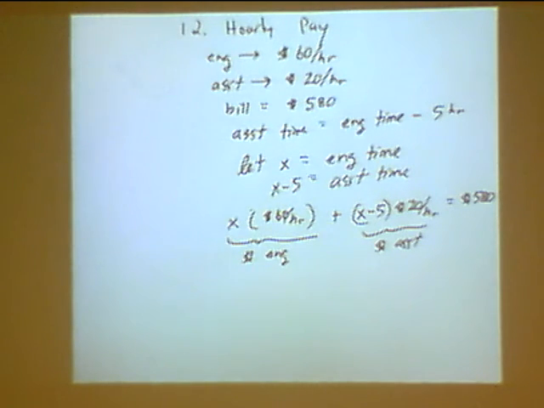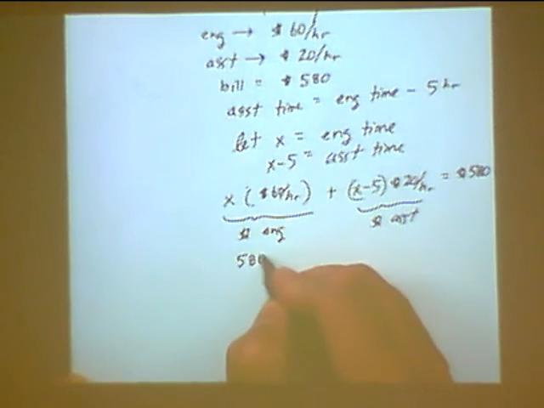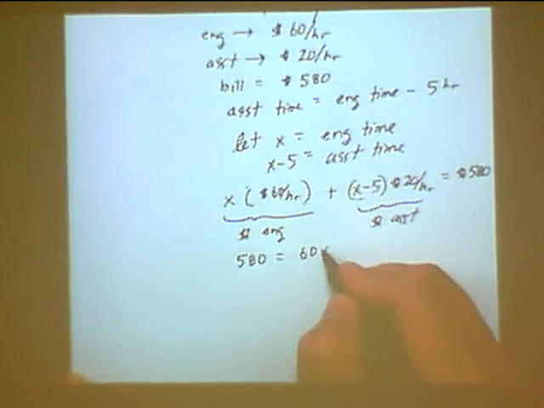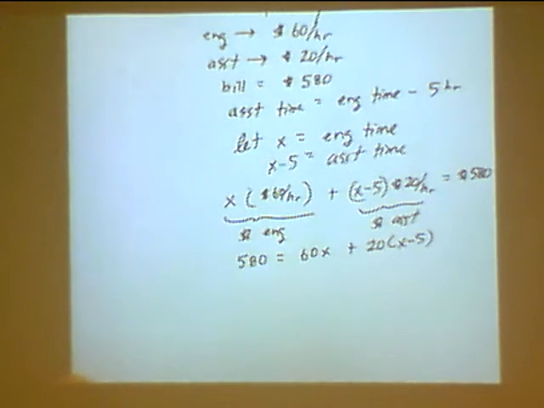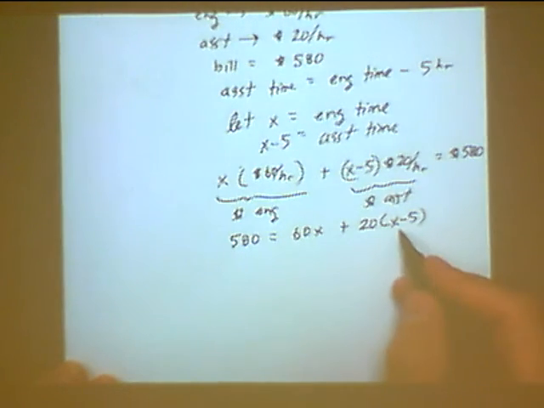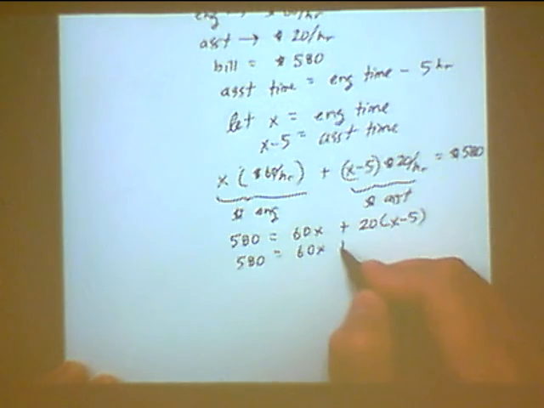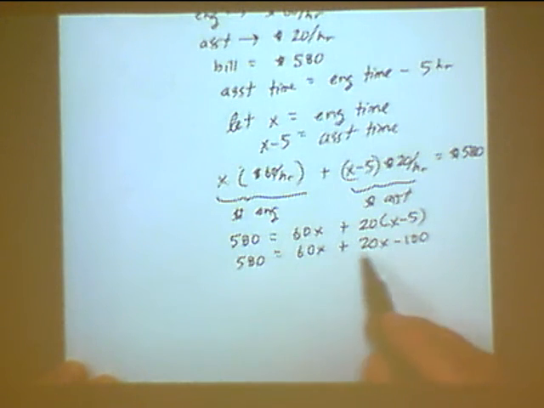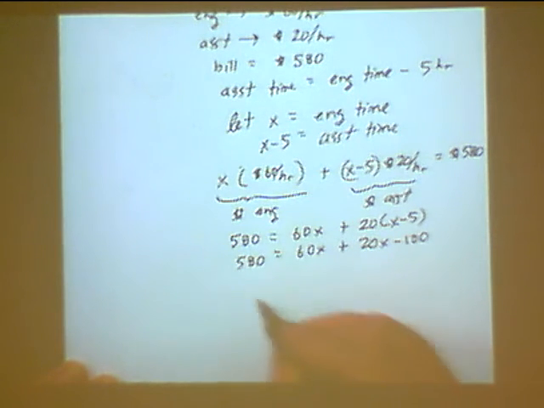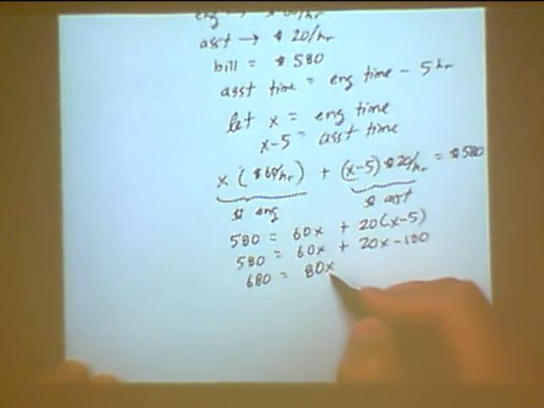So now, if I just write this out with the numbers, let me write it like this. 580 equals 60x plus 20 times x minus 5. And let me now solve for x. If I multiply out those parentheses, 580 equals 60x plus 20x minus 100. I'm going to add 100 to both sides and combine the 60x and 20x. So I end up with 680 equals 80x.